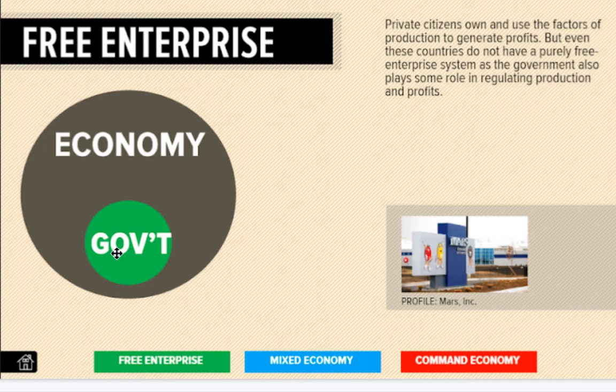Private citizens own and use the factors of production to generate profit, but even these countries do not have a purely free enterprise system because the government also plays some type of role in the regulations of the production and the profits involved. So the example that we're going to have of a free enterprise is down here, the profile of Mars Incorporated, which you see from the M&M commercials. The Mars company was founded by Frank C. Mars, a producer of popular Milky Way candy bars. It's a powerful example of the free market working successfully through entrepreneurship.